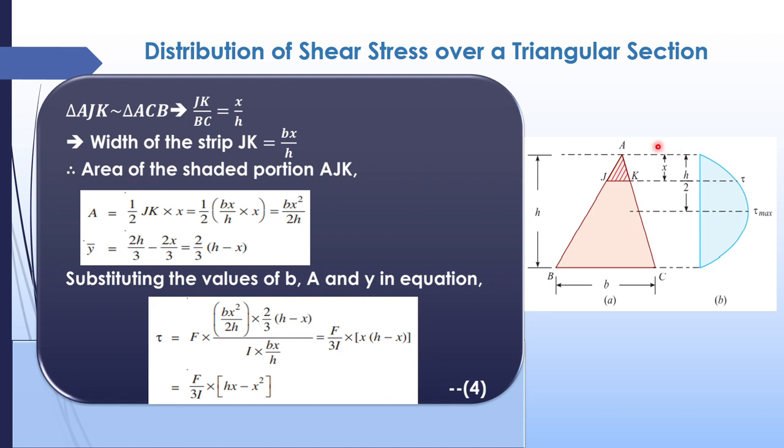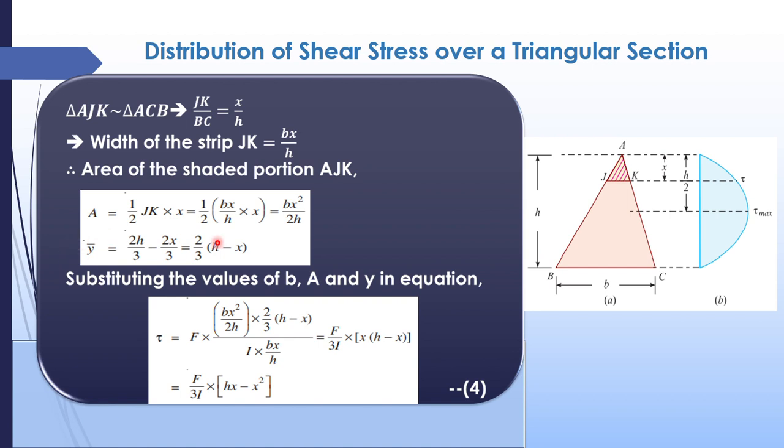Now the area of the shaded portion, that is AJK, the area of this particular portion is half base into altitude, right? What is this base? The base we have found out as bx by h, and the altitude is x. So half into bx by h into x, bx square by 2h is the area of this particular thing.